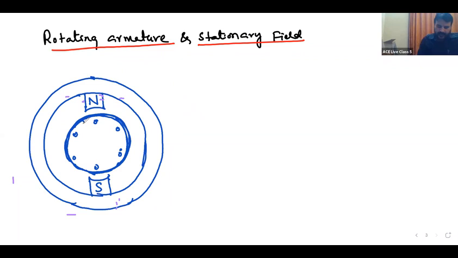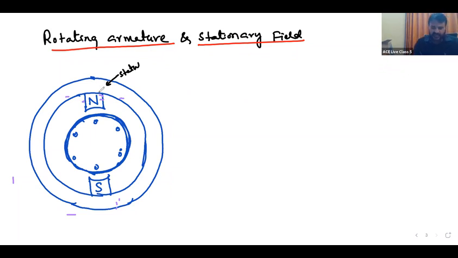Here the conclusions are very important. Whatever I am writing, each statement is one objective question. Instead of giving question and answer, every point is itself important. When we say main field poles, what do we mean? The poles which are fixed to the stator. So main field poles are stationary with respect to stator. This is the stator, and this is the rotor.